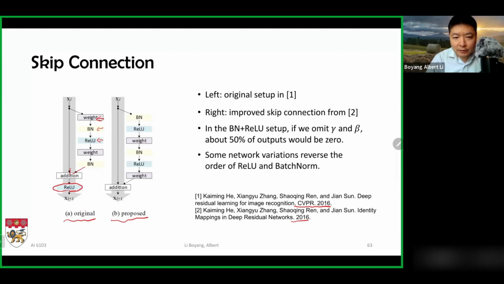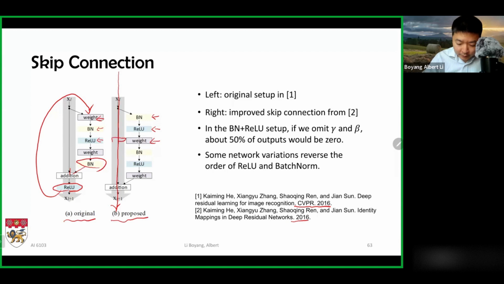The improved version, however, can be seen as putting the BN and the ReLU here, right? So the input first goes through BN, and then ReLU, and then convolution, and then repeat. And in the skip connection in this path, the input goes through no operations whatsoever. There's nothing that transforms the input. And this turns out to be a better way for gradient to flow back.